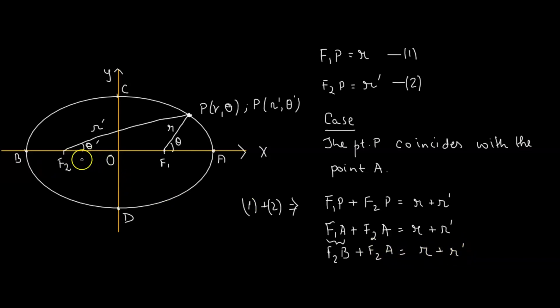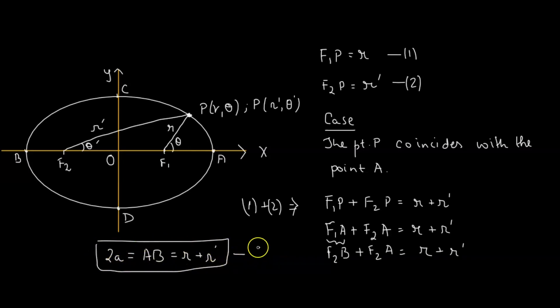Now what is f2b plus f2a? That is actually ab. So that means we can say that ab equals r plus r prime. And we know that the value of AB, the length of the major axis, will be 2a. So let's box it and label it as equation number 3. We'll be using it in a moment.